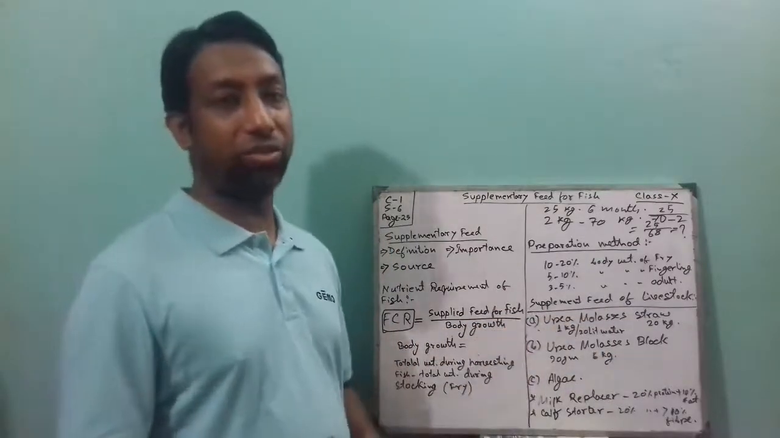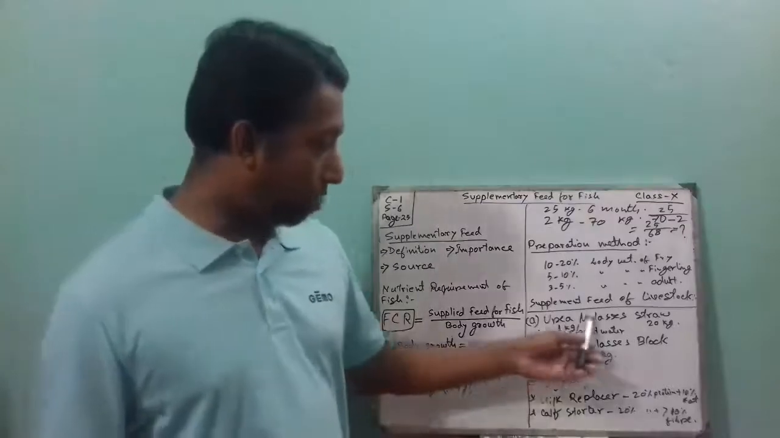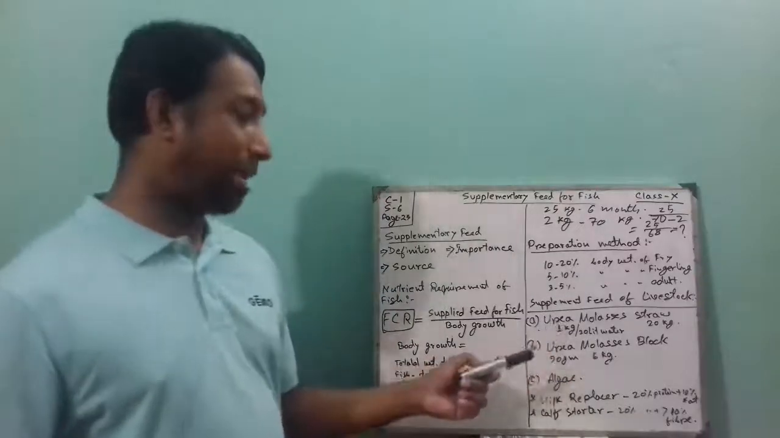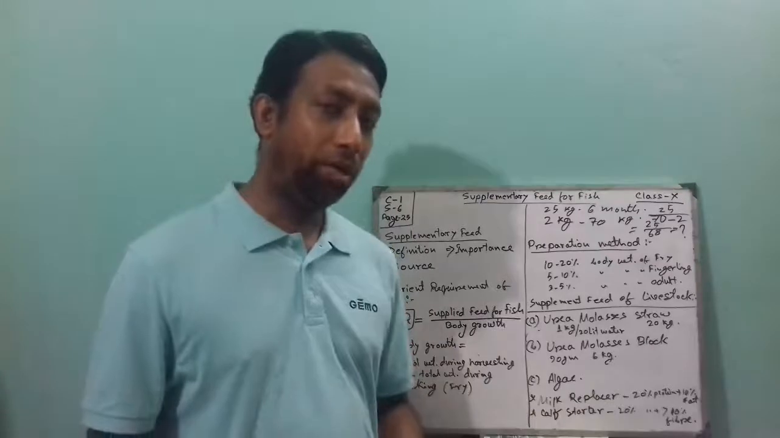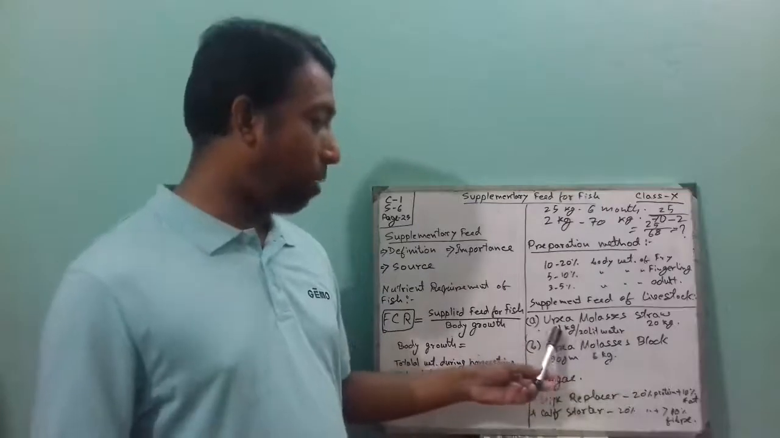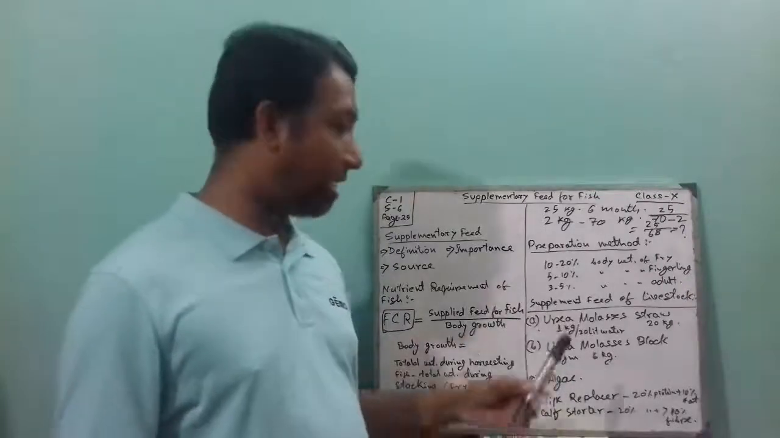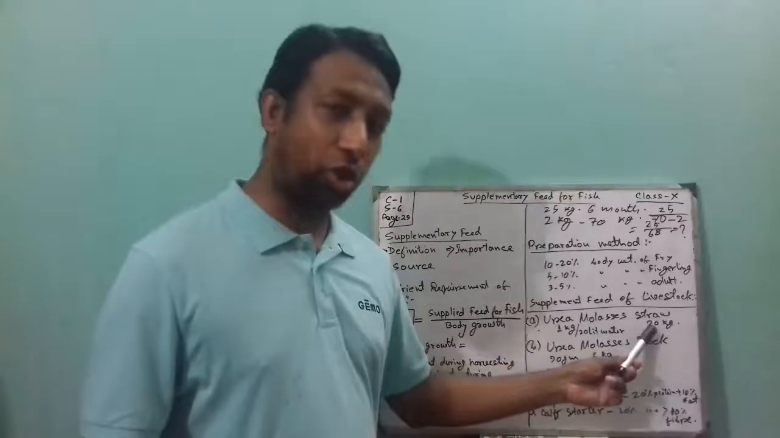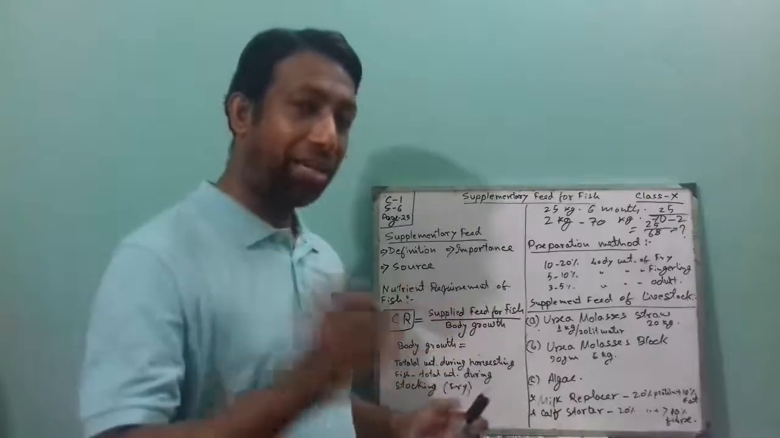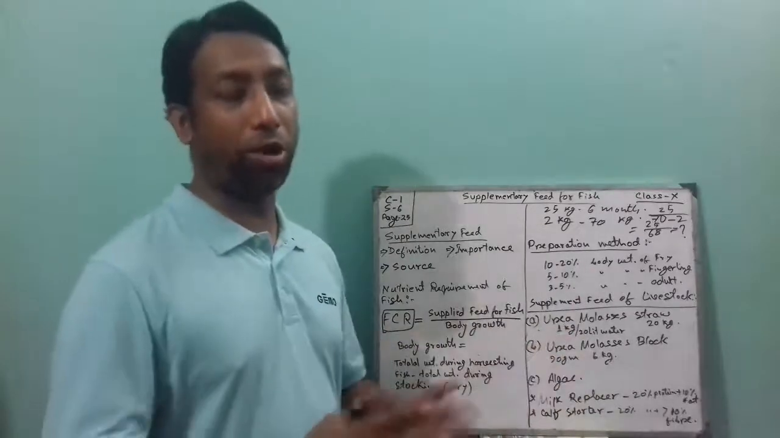The next point is supplementary feed of livestock. There are two or three types of supplementary feed provided to livestock: urea molasses straw, urea molasses block, and algae. How can a farmer prepare urea molasses straw at home? In 20 liters of water, add 1 kg of urea and mix it properly. First cut the straw into pieces, then spray the urea-mixed water randomly on the straw, and preserve it in an earthen pot or a bamboo basket.